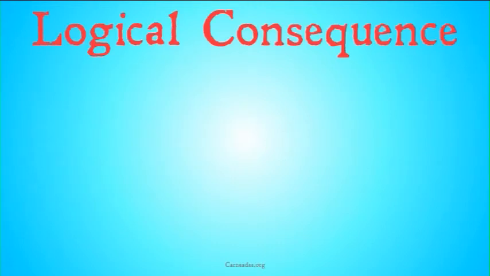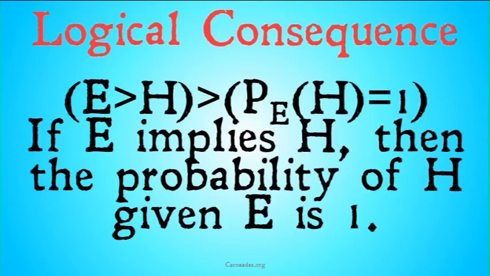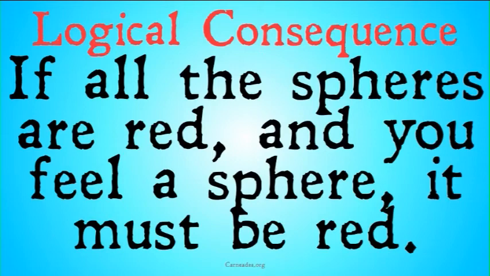Now, from this information, there are a number of further rules of probability that we can discover and deduce. One of them is logical consequence. If E implies H, that implies that the probability of H given E is equal to 1. Basically, if all of the spheres are red, and you feel a sphere, it has to be red. If spherehood implies redness, then given that you have a sphere, the only thing you can have, with 100% probability, is that the object is red.